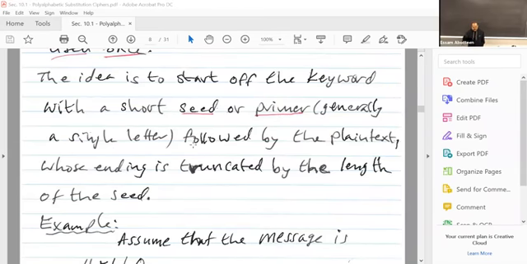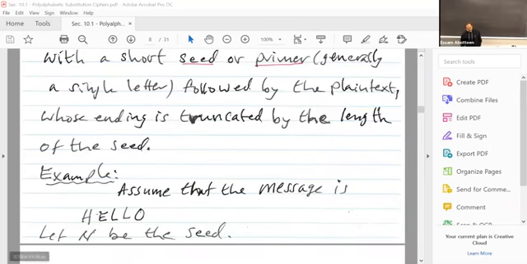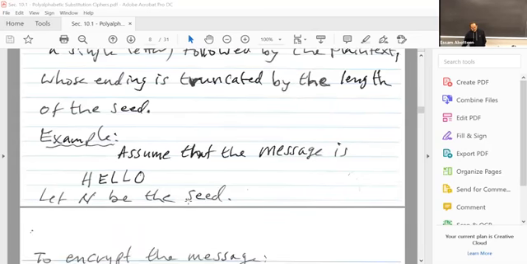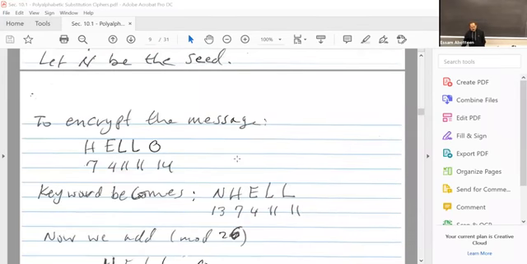And then we just actually add the original message to the altered message by putting the seed in the front. So let's assume that the message is very simple in here, the word hello. And let's assume that we use as a seed the letter N. So here we go, hello. It corresponds to the numerical values 7, 4, 11, 11, and 14. Now the word, we're going to put N in the front and then remove the O at the end.